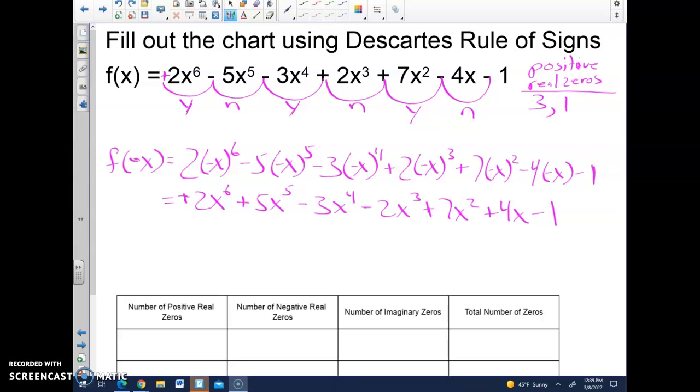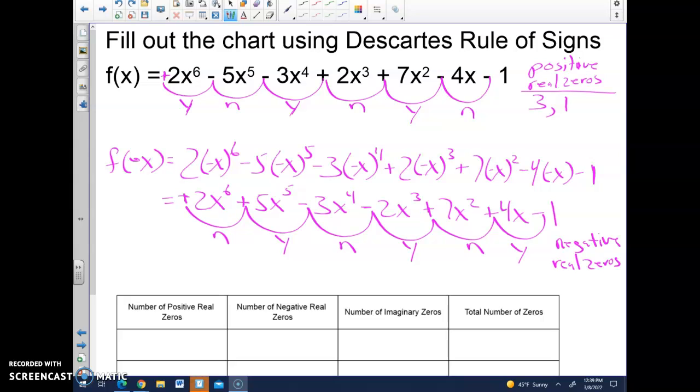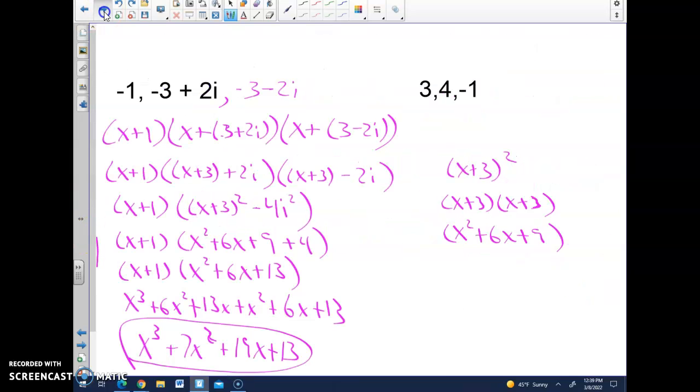I'm going to put a plus in front of my 2x to the 6 because there's no sign there. No. Yes. No. Yes. No. Yes. So my negative real zeros is also 3 and 1. We have 3 sign changes, so it could be 3 or 1.